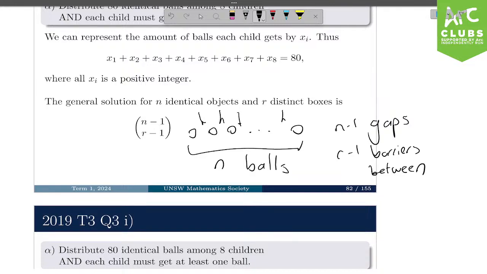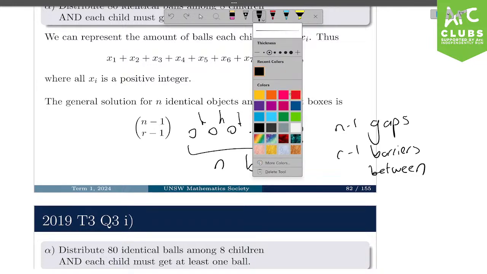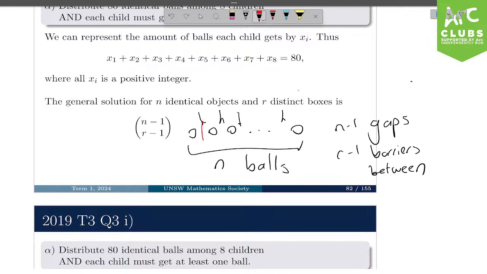So since there's n-1 gaps, r-1 barriers between them, we get n-1 choose r-1. And note that when we do it this way, it guarantees that each region will have a ball in between, because let's say we have a barrier here and a barrier here, which is the closest they could be. We note that one ball is still in between them. So no matter what, when we split it, there will always be a ball between any 2 barriers.